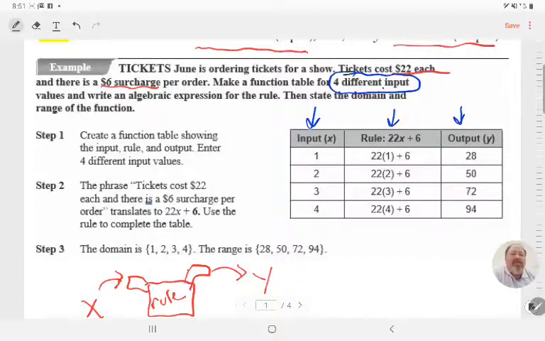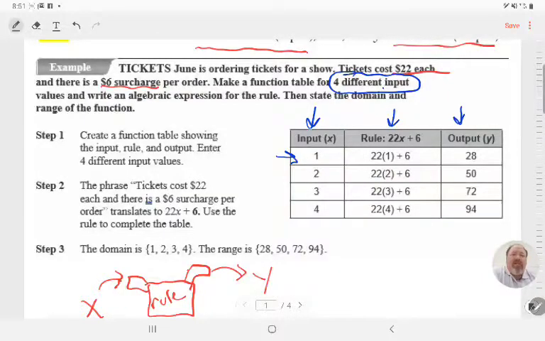Okay? So then I take my input, I put it into the rule. 22 times 1 plus 6 gives me my output of 28. I do that for number 2. 22 times 2 plus 6 gives me 50. Number 3, 22 times 3 plus 6 is 72. Number 4, 22 times 4 plus 6 is 94.